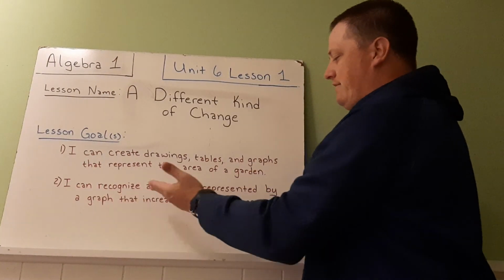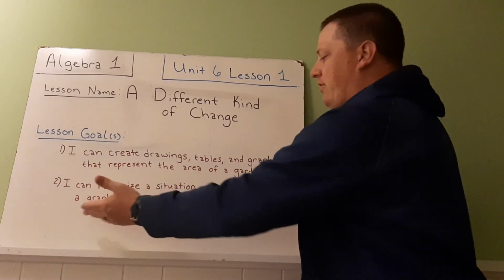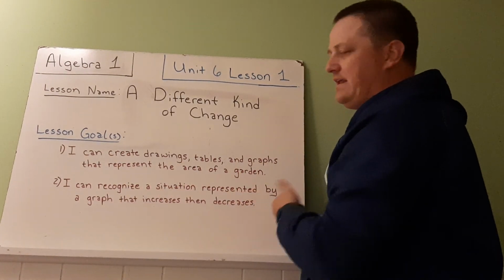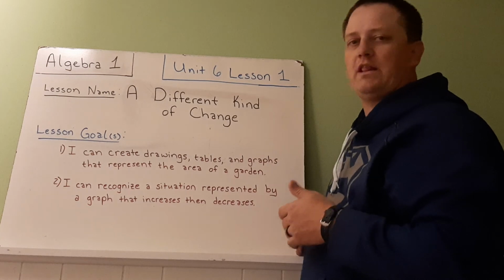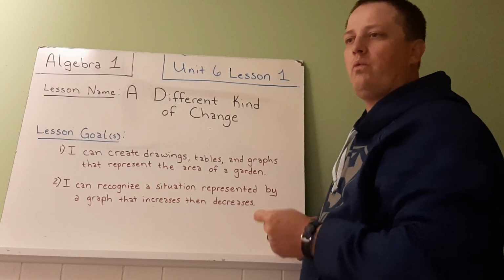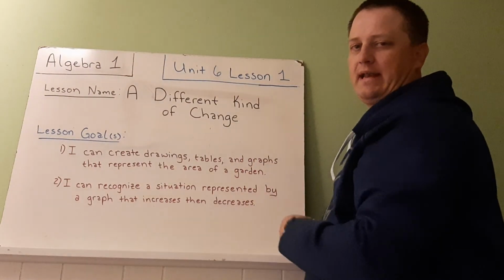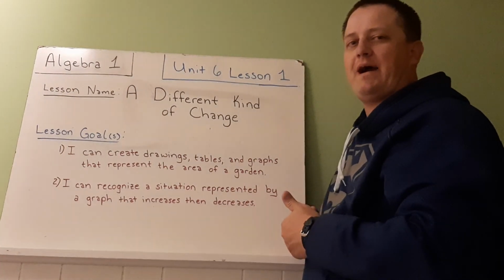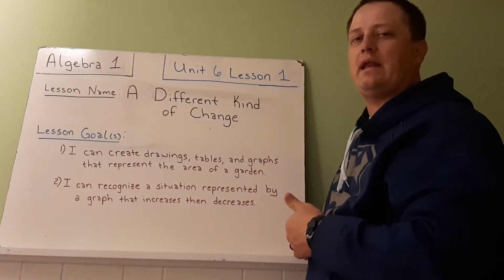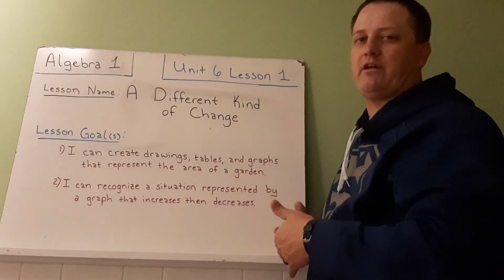I can recognize a situation represented by a graph that increases then decreases. So we're going to be looking at a pattern where it starts low, goes up, hits a maximum, and then comes back down. So we want to look at what that pattern is and how it is created, because that's going to drive everything in this unit.